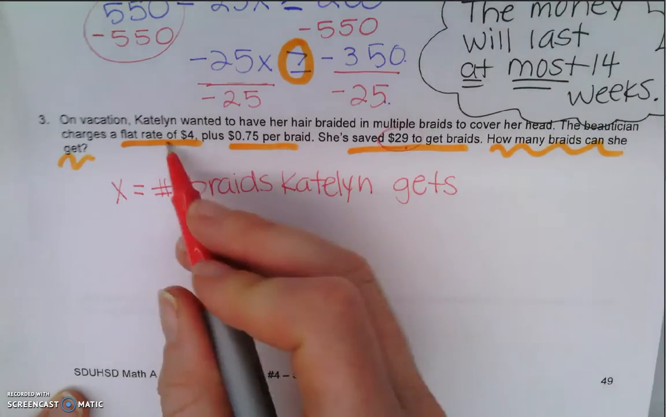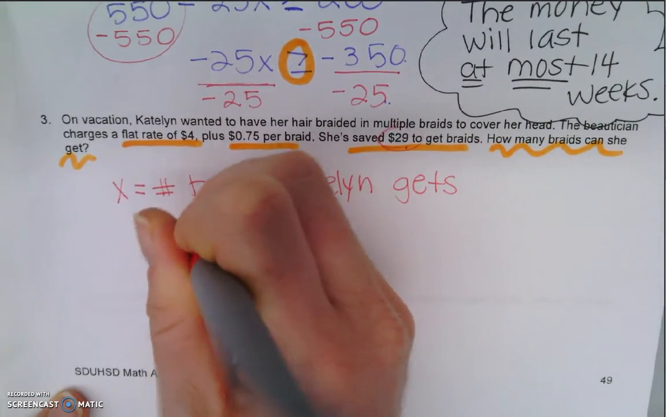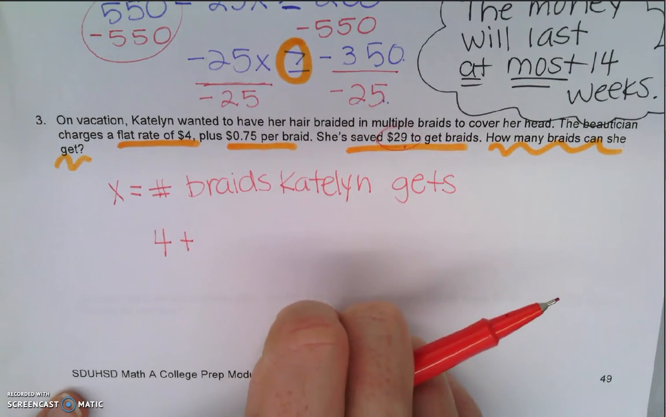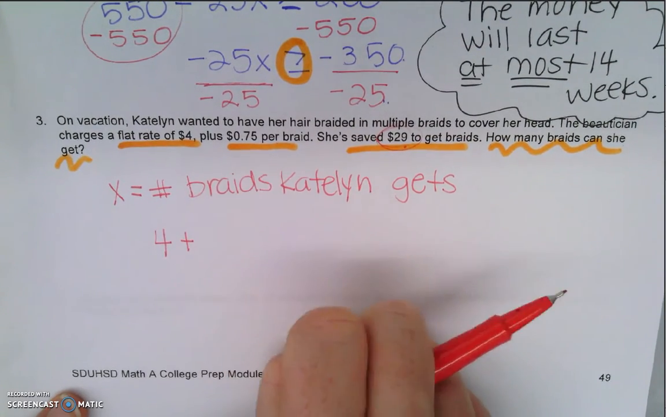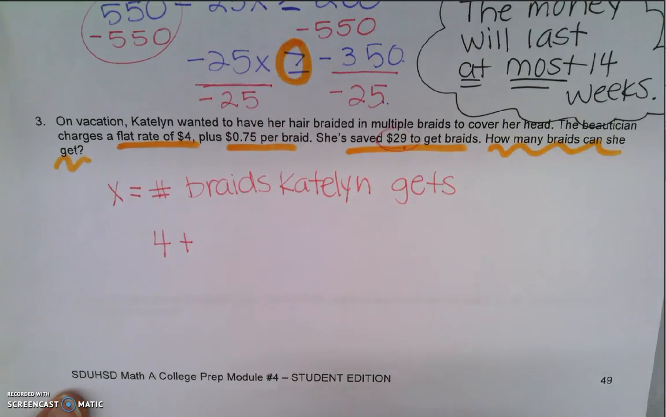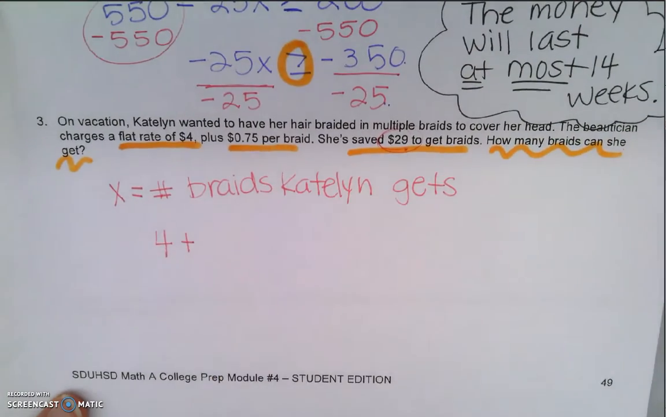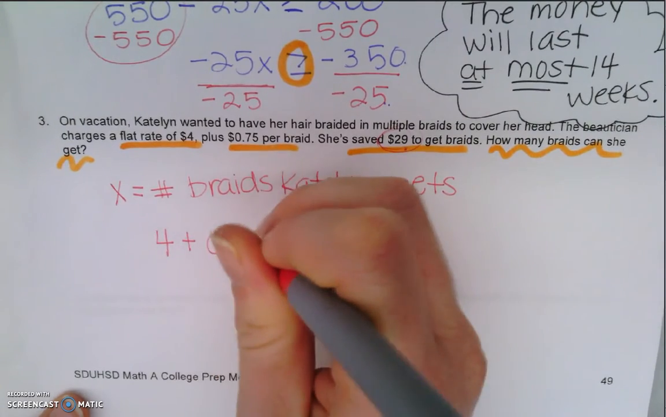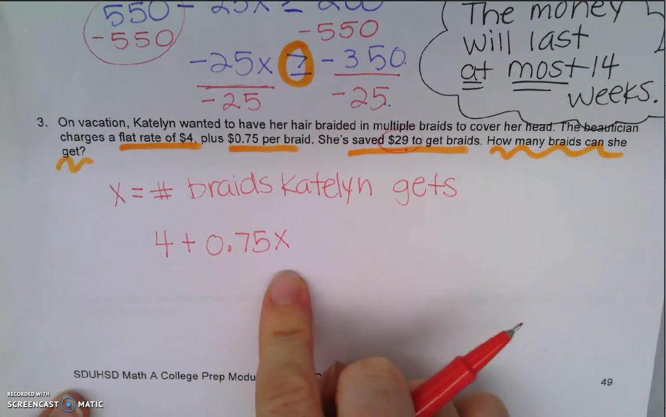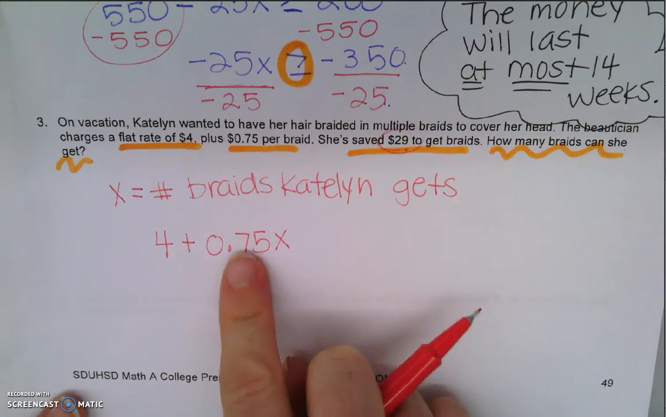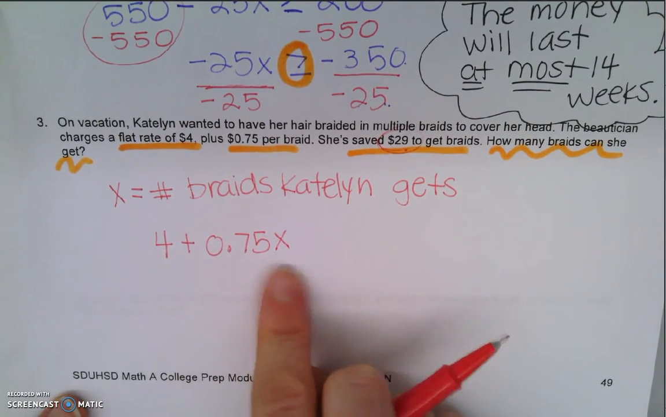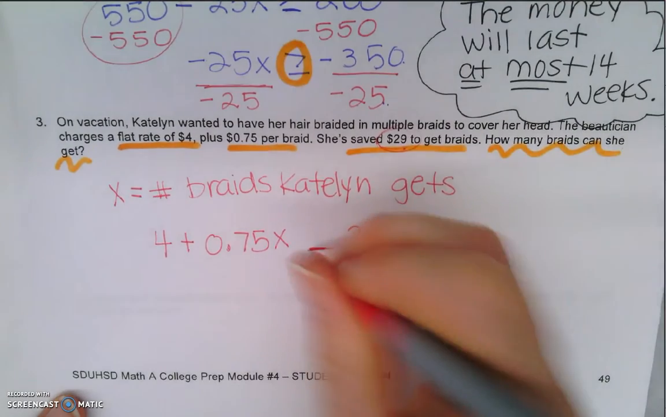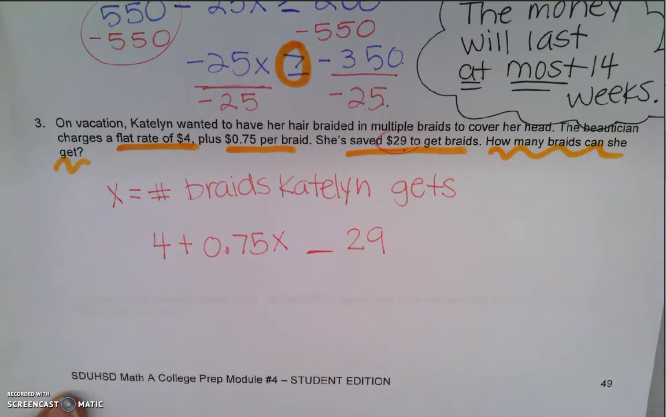We are going to get charged a flat rate of $4. So we're getting charged $4 no matter what, and then 75 cents per braid. So if we bought 1 braid, it'd be 75 cents times 1. If we bought 2 braids, it'd be 75 cents times 2. If we got 3 braids, it'd be 75 cents times 3, but we got x braids, so it's 75 cents times x. We just put them next to each other. We don't need parentheses because in math, this is the coefficient, the number in front of the variable that's being multiplied.